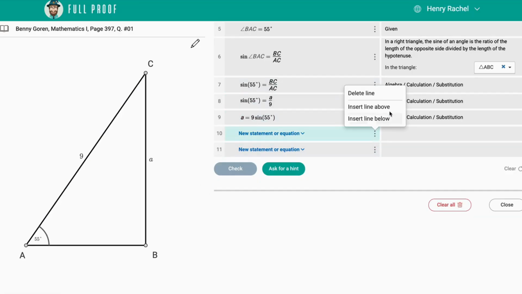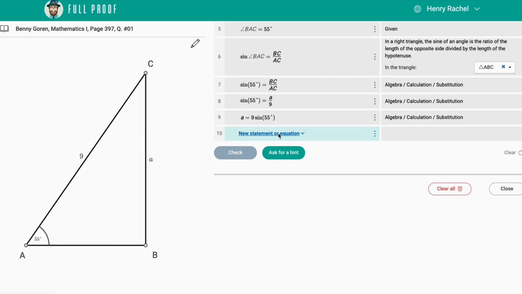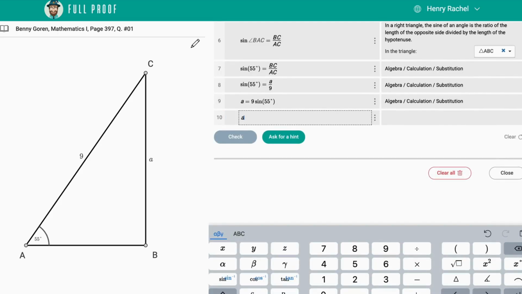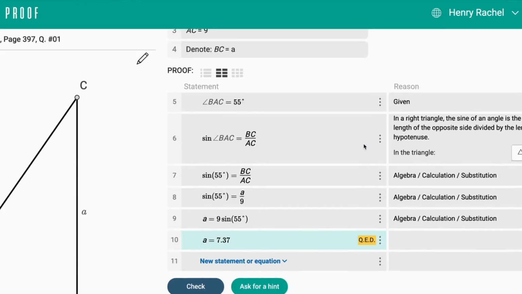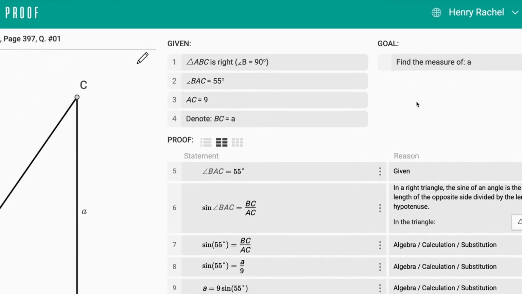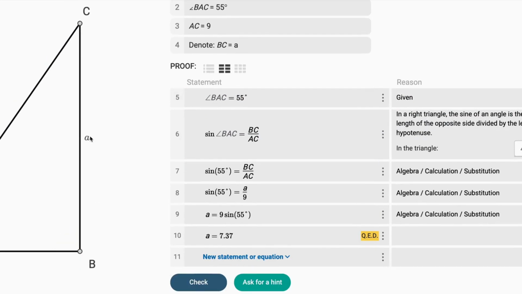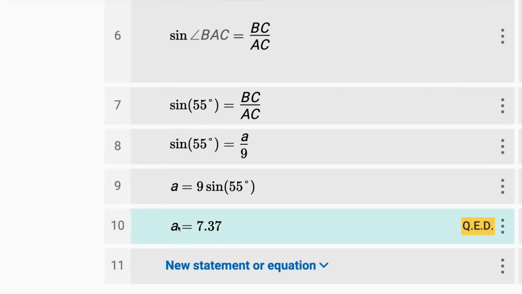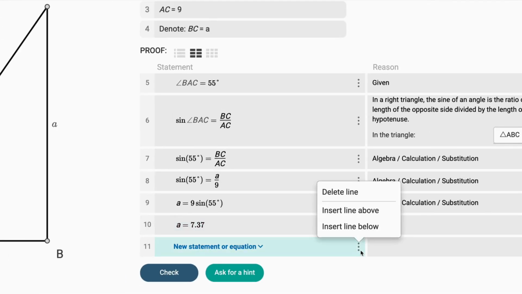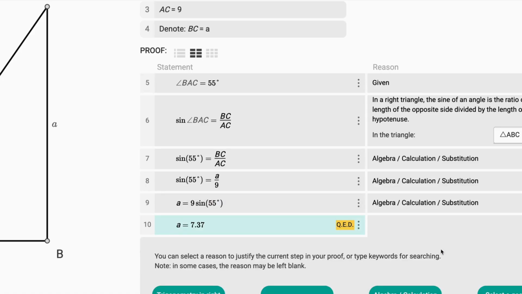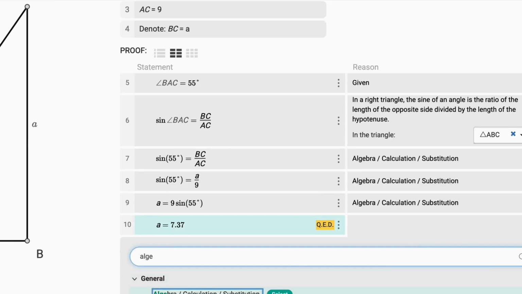Deleting some of these extra lines I accidentally added. All right, and I'm going to pull my calculator out, and if I plug this properly into my calculator, I find that A equals 7.37. It says QED down here because this was my end goal. This is exactly what we wanted to figure out. We wanted to find the measure of A, which was the segment BC. Since that's what we wrote down here, the program knows, and it's saying, hey, this is my last statement, so I can delete this last line. And again, it was just some more calculations.